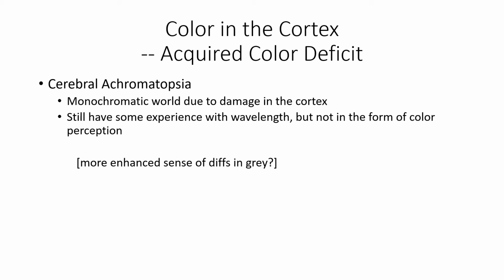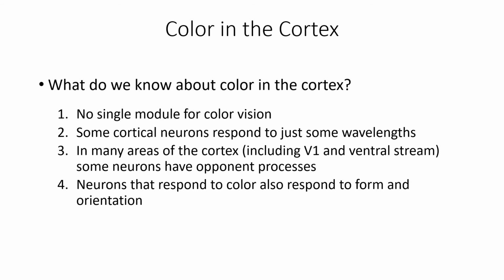And remember, the cerebral cortex is that outer layering of the brain, so more easily damaged by trauma than subcortical structures. These people appear to still have some experience with wavelength, but not in the form of color perception. And the question is, is it really a more enhanced sense of differences in gray? What do we know about color in the cortex?